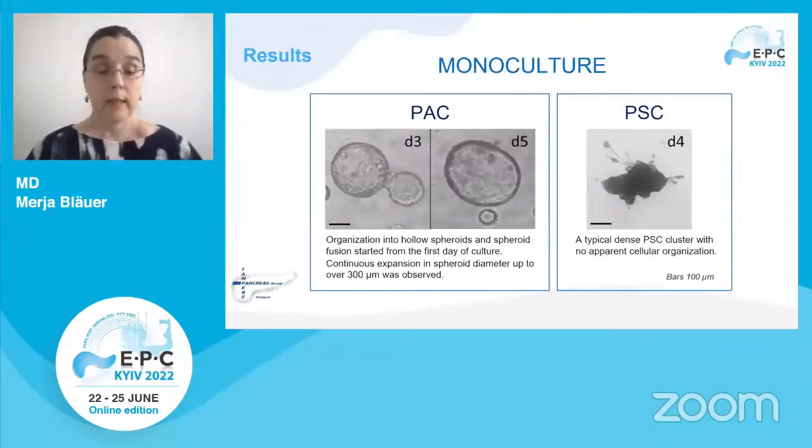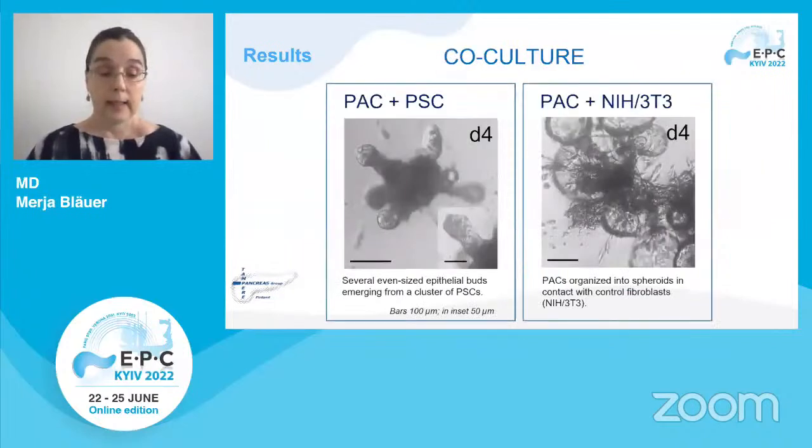In monocultures, acinar cells organized into hollow spheroids. Spheroid fusion started from the first day of culture, and continuous expansion in spheroid volume was observed. Stellate cells in monocultures grouped together into dense clusters. In acinar-stellate co-cultures, epithelial buds emerged from clusters of stellate cells. In control co-cultures with fibroblasts, however, acinar cells formed hollow spheroids.